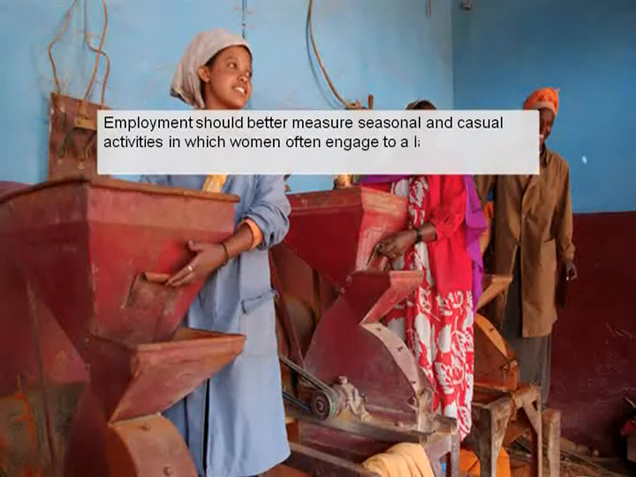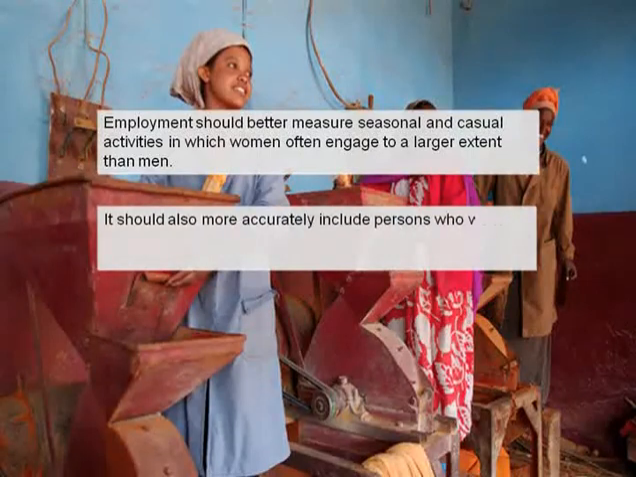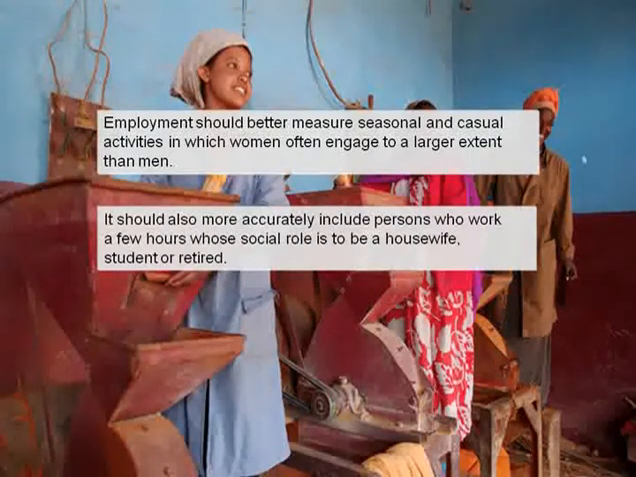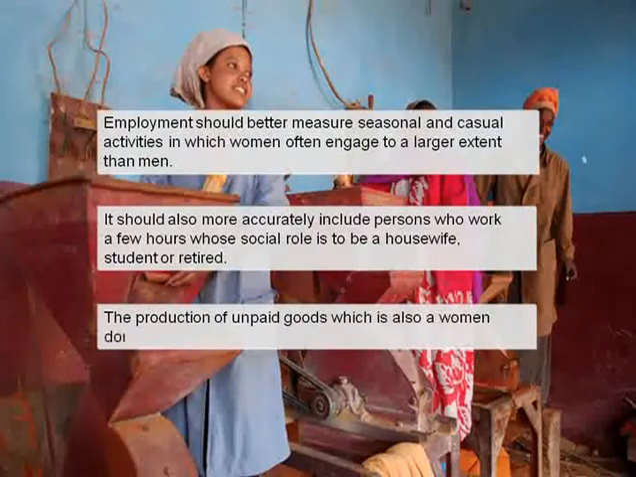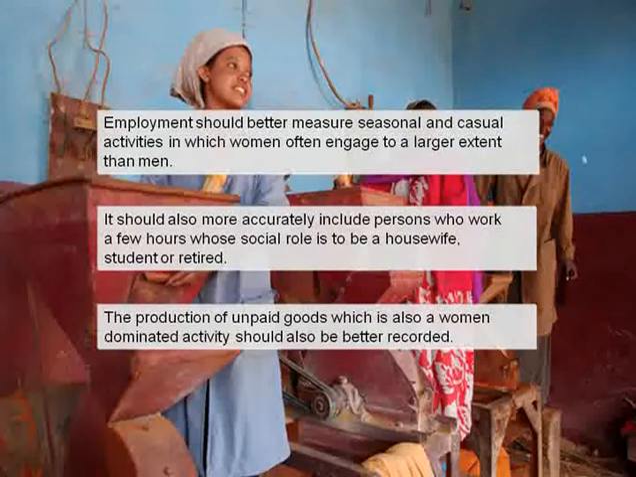Employment should better measure seasonal and casual activities in which women often engage to a larger extent than do men. It should also more accurately include persons who work a few hours, whose social role is to be a housewife, student, or retired. The production of unpaid goods, which is also a women-dominated activity, should also be better recorded.